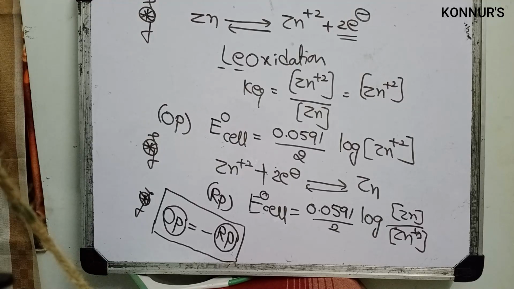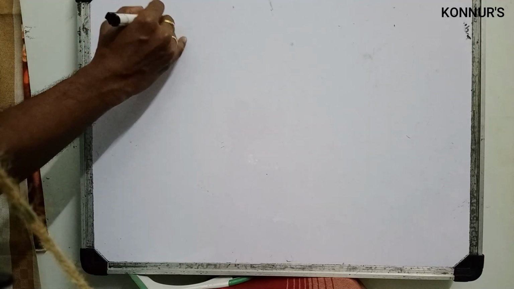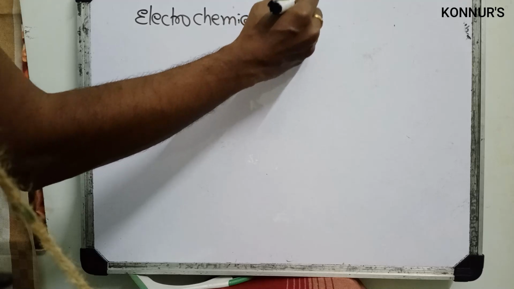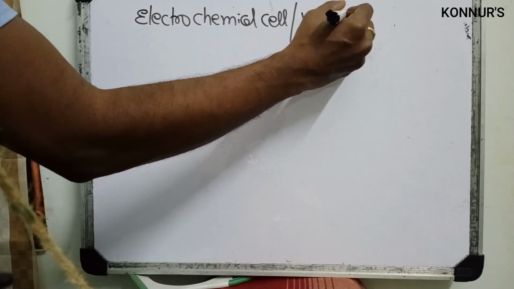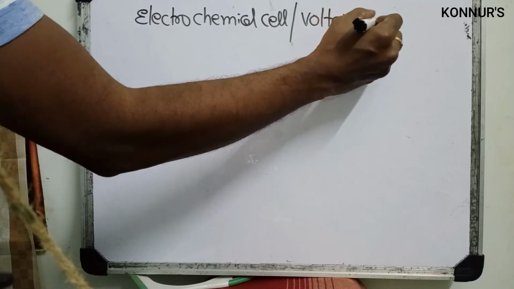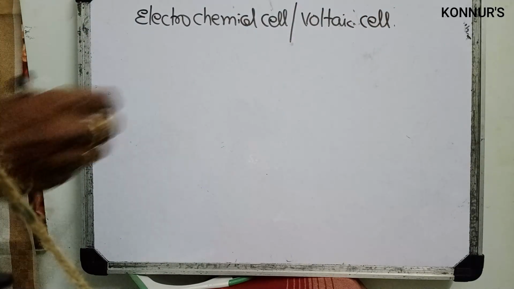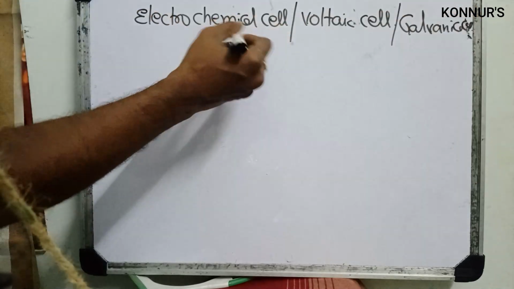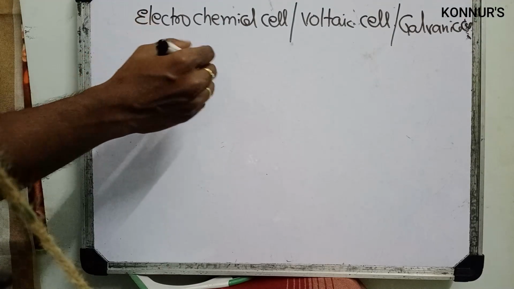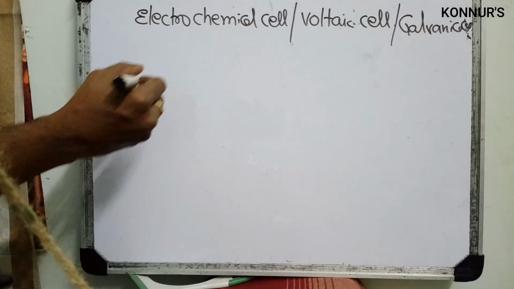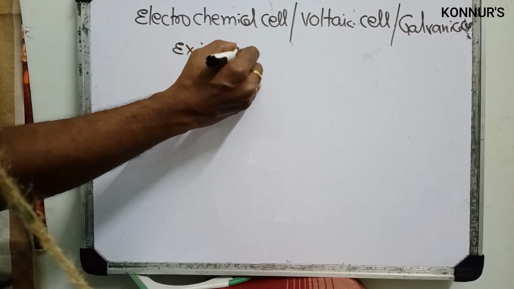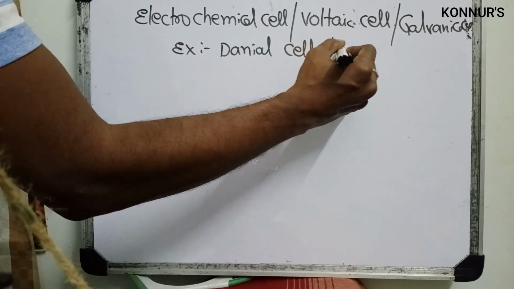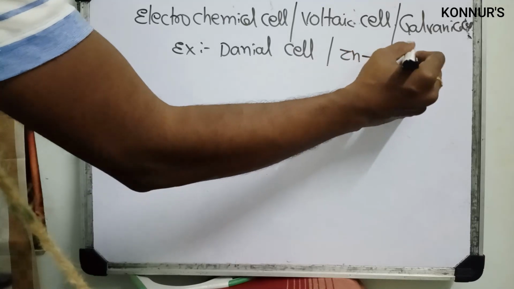Now we are going to discuss the electrochemical cell, also called a voltaic cell, otherwise a galvanic cell. The device which converts chemical energy into electrical energy is called an electrochemical cell. The best example is the Daniel cell, also called the zinc copper electrochemical cell.